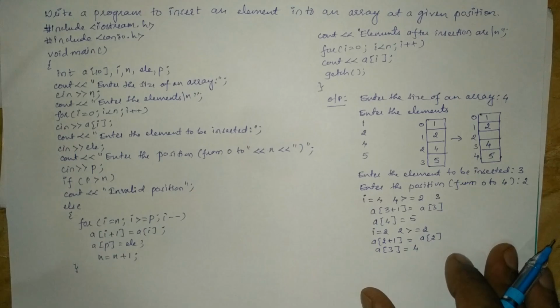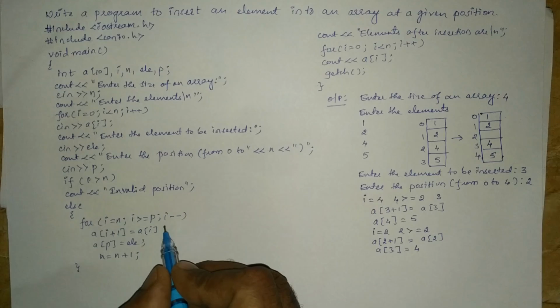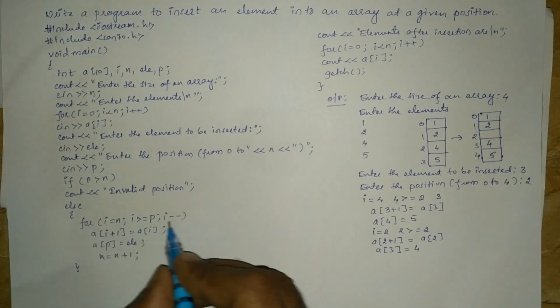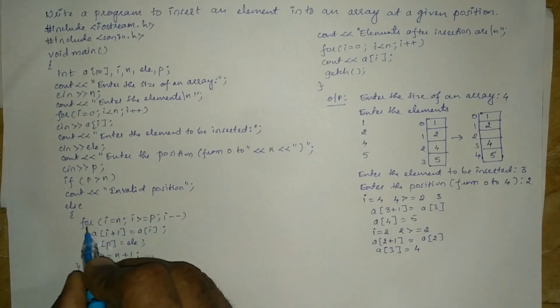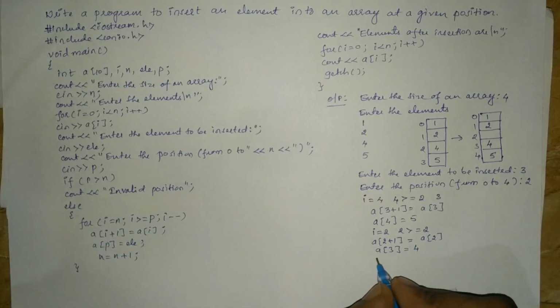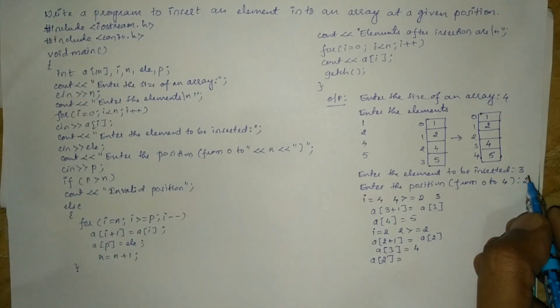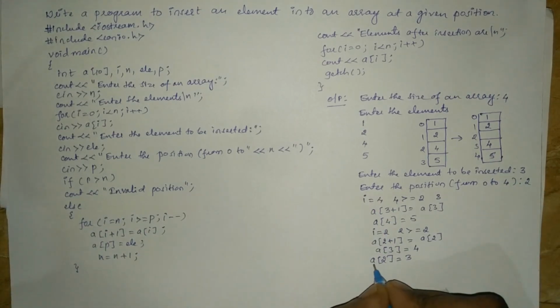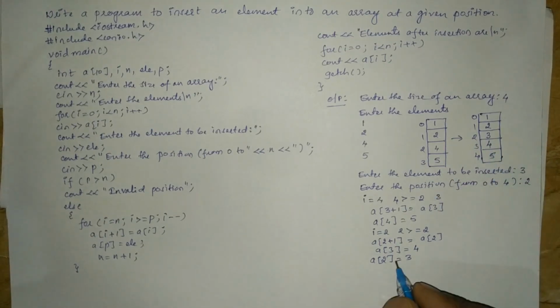in position number 2, right? Okay. Now once again the control transfers to the for loop by decrementing the value of I by 1. Now I value is 1. Is 1 greater than or equal to position 2? No, it is false. Once this condition is false, control comes out of this looping construct and executes the next statement, a of p. Here I'm going to write a of position, which is 2. A of 2 is equal to element. The element we have inserted here is 3. So 3 is to be equated in a of 2. So here a of 2 has value 3.